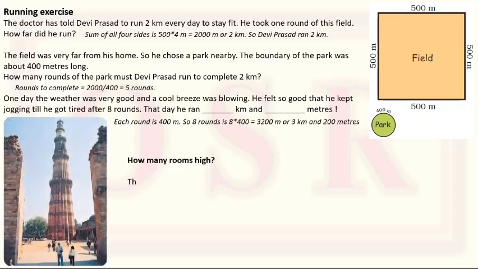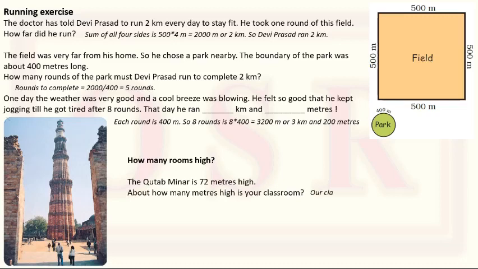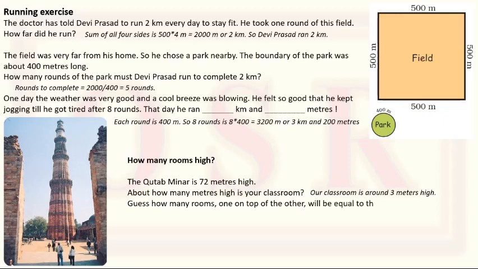Now this is Qutub Minar. How many rooms high? The Qutub Minar is 72 meters high. About how many meters high is your classroom? Yes, do you know, guys? Okay, our classroom is around 3 meters high. This is average actually. Guess how many rooms one on top of the other will be equal to Qutub Minar?